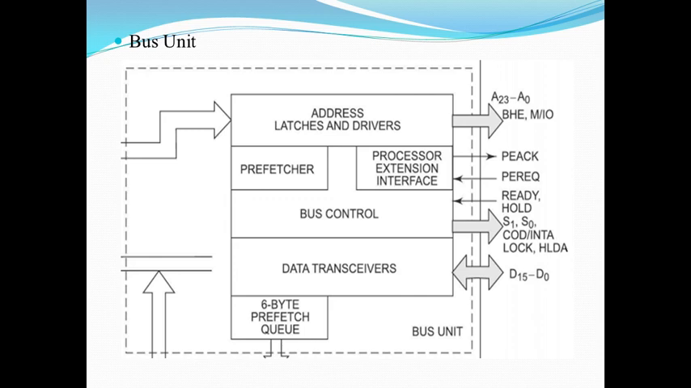Instructions are always stored in memory. So here we need to calculate the address from where we can read or fetch the instruction. The address unit calculates the address of the instruction and passes it to the bus unit, and the bus unit simply fetches the instruction from that address given by the address unit.